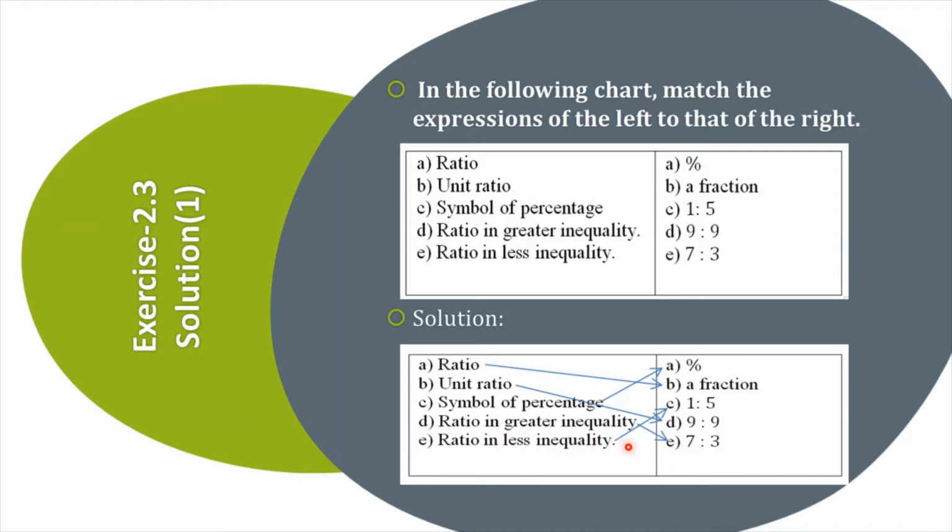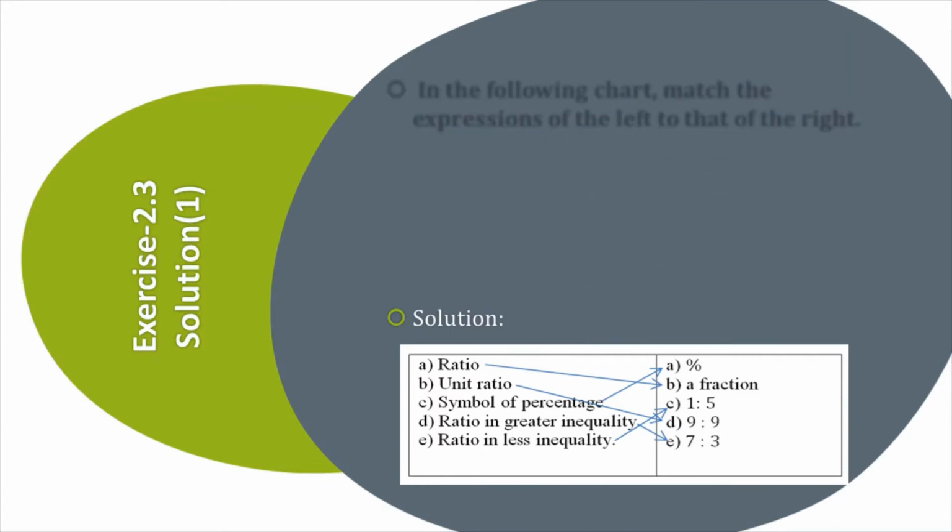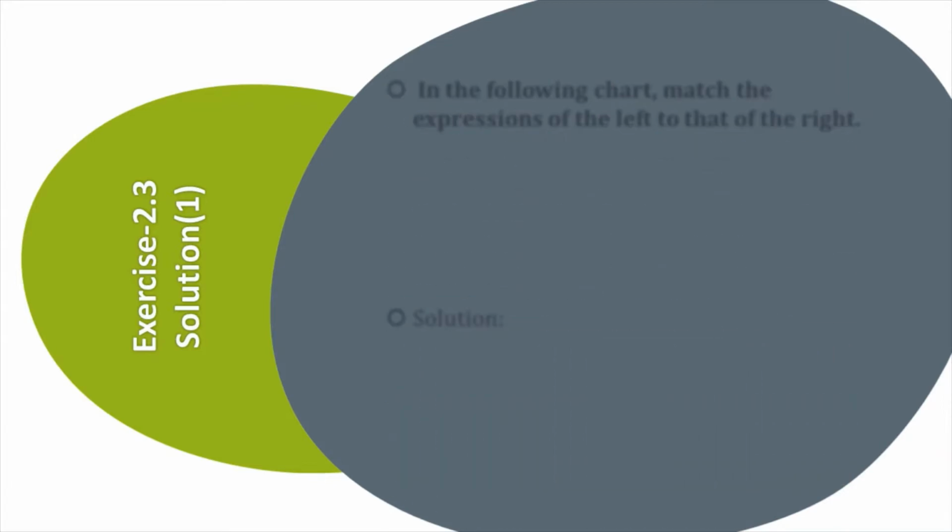Ratio in less inequality, 1:5. Antecedent will be lesser than subsequent. In here antecedent is 1 and subsequent is 5. So this is our solution of question number 1.